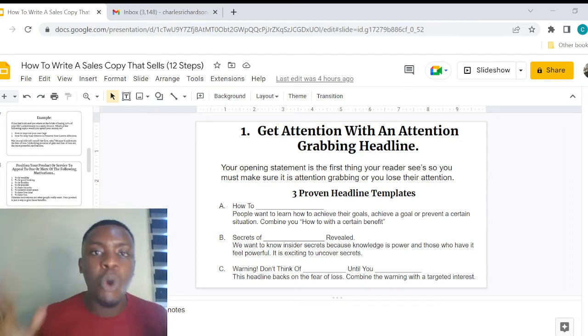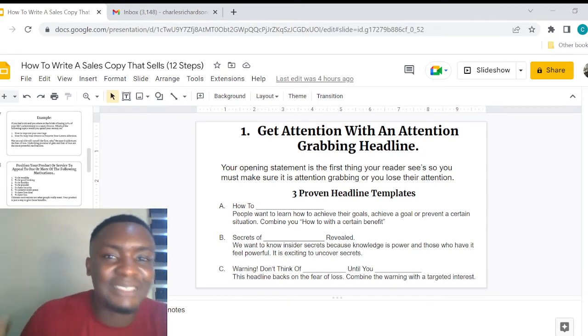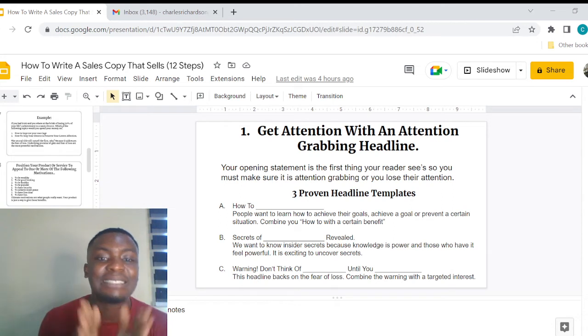Simple headlines work the most. Don't try to overcomplicate it. Don't try to be gimmicky. Don't try to be outlandish. Simple headlines convert the most.